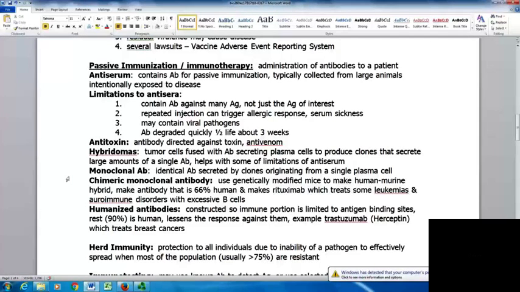We're also working on chimeric monoclonal antibody. Here they use genetically modified mice to make a human murine hybrid. These will make an antibody that's 66% human. This is used to make rituximab, which is used to treat some leukemias and other autoimmune disorders that are going to have excessive B cells.